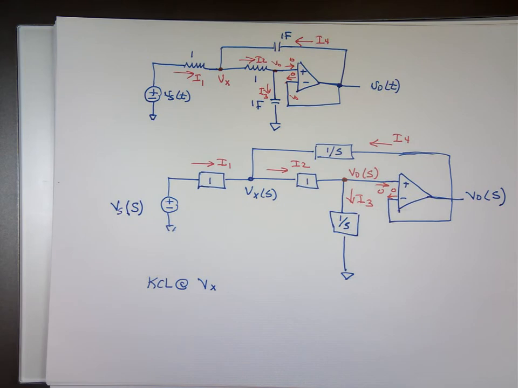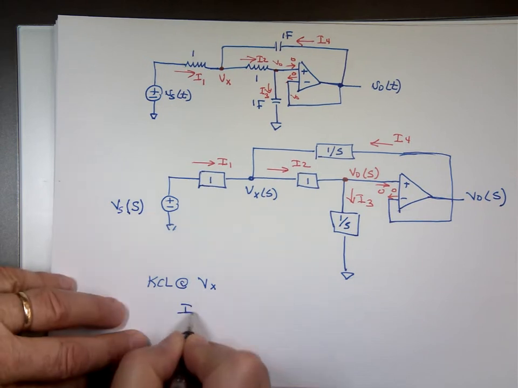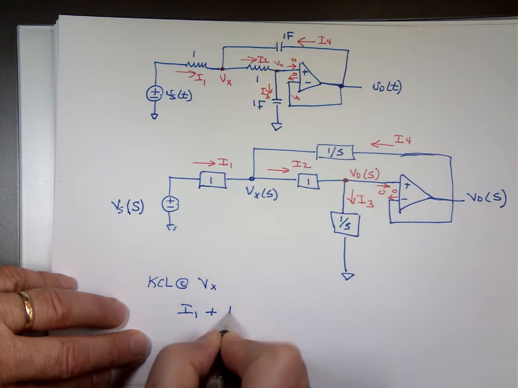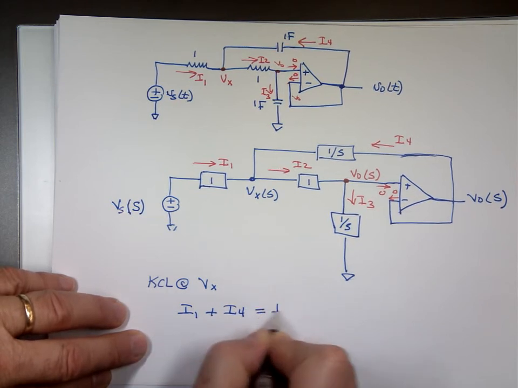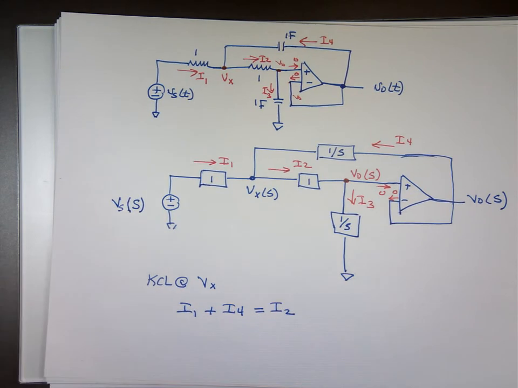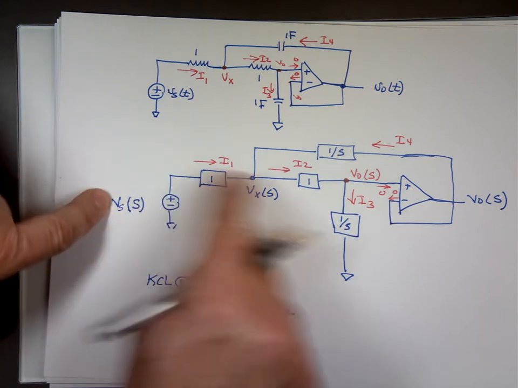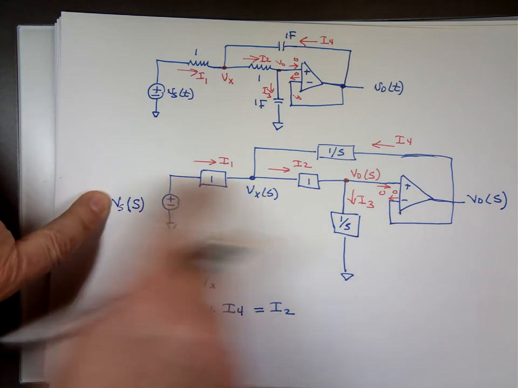KCL at Vx. What is going to that node? What current is going to it? I see I sub 1 and I see what? I sub 4. And what's leaving that node? I sub 2. And let's write them in terms of the voltages. Notice I sub 1 is going from right to left. You define it right to left, so it's this voltage minus that voltage.